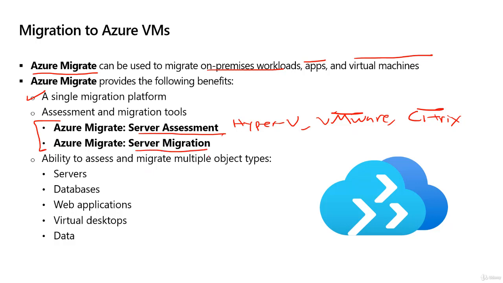The other component is the server migration, which actually migrates from my on-premise server up to Azure, and now your workloads, apps, VMs, they all run in Azure, and you could decommission, completely remove those from your on-premise environment. Now, this can work with server operating systems, various types of databases, web apps, virtual desktops, if we're using any type of virtual desktop infrastructure.